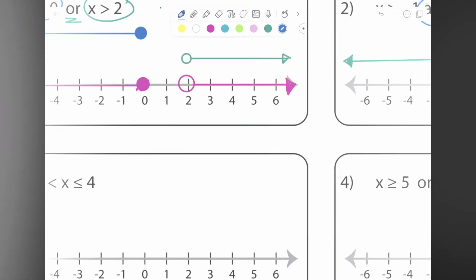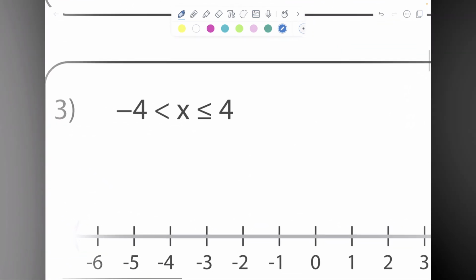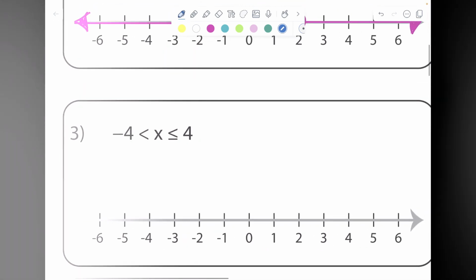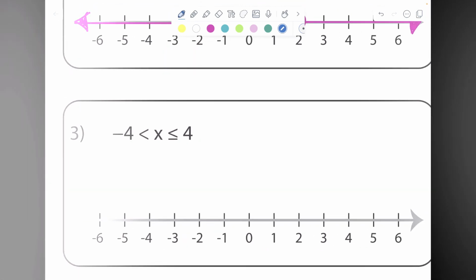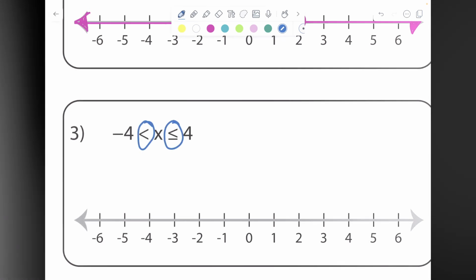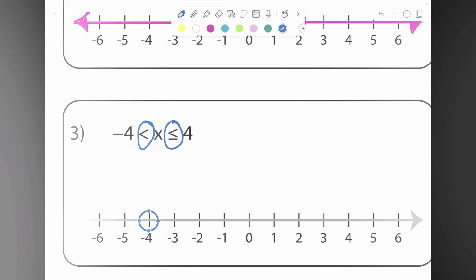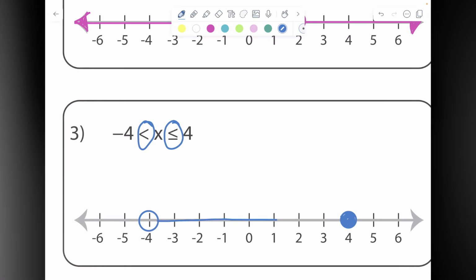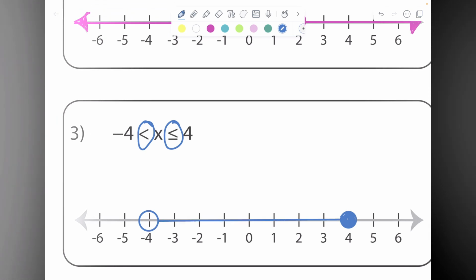All right. Notice this one is already written in that 3-part situation, and it really makes sense to just go ahead and graph it as it is. Everything between -4 and 4. So just make sure you keep in mind the different symbols. So the -4 gets an open circle, and the +4 is going to get a filled in circle. And then you just connect them because you're talking about everything between the two circles. And that's the graphed solution for that inequality.